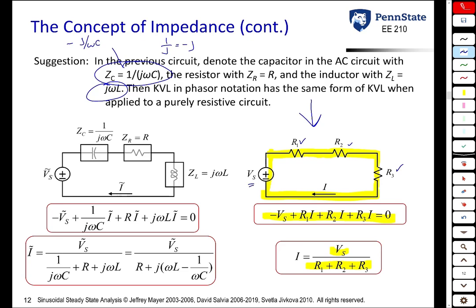The idea now is we're going to do the same thing if you have circuits with capacitors and inductors driven by a sinusoid by using what we call impedances. Wherever we see a capacitor, we're going to replace it by 1 over j omega C or minus j over omega C.